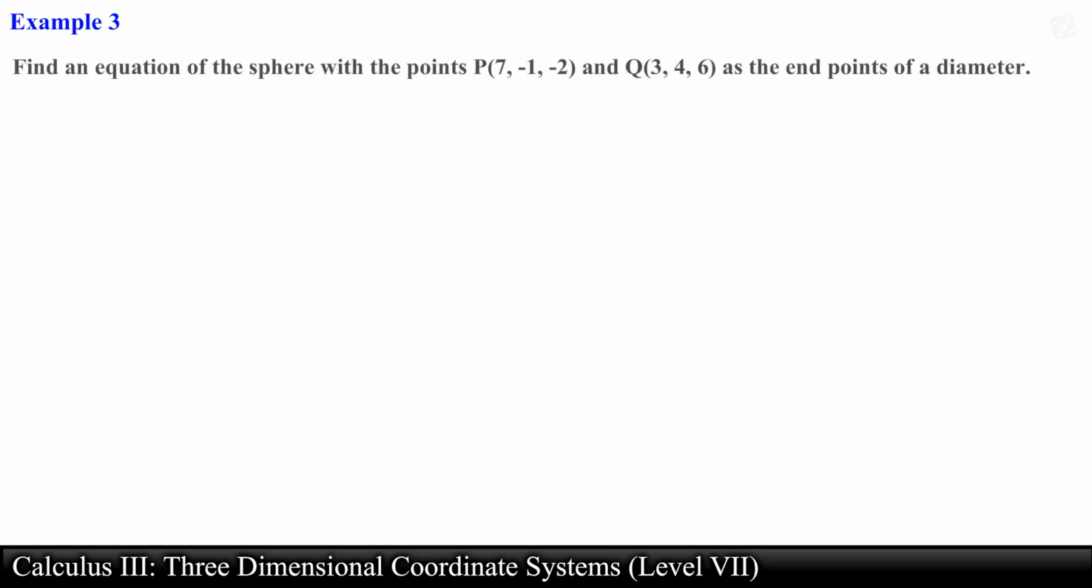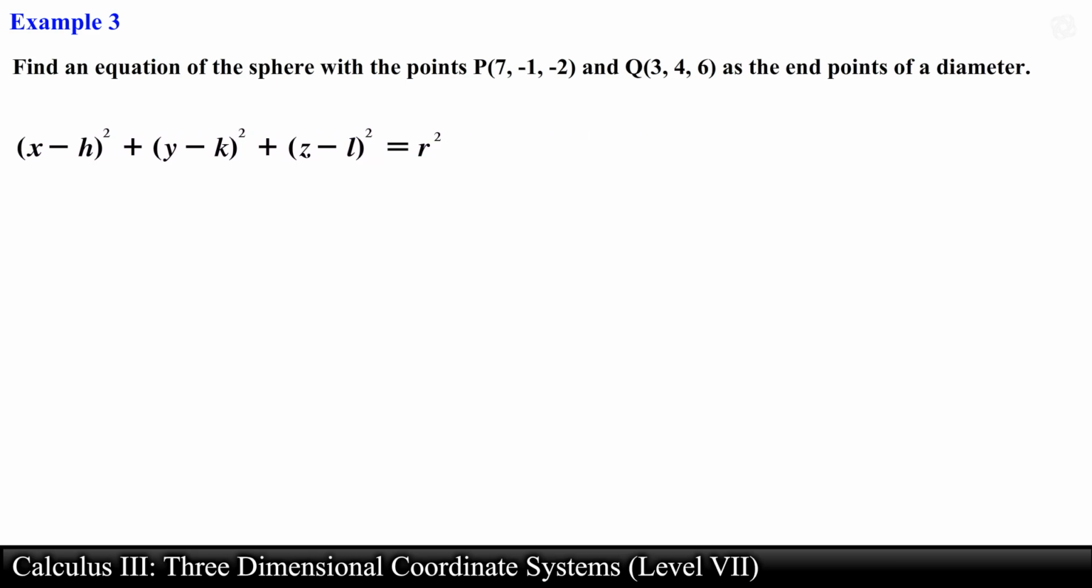Alright, now let's try an example where the endpoints of the diameter are provided to us. Find an equation of the sphere with points 7, -1, -2, and 3, 4, 6 as the endpoints of a diameter. This problem is similar to the last 2 examples. In order to generate the equation of a sphere, we need the center and radius of the sphere. The only problem is that we are not directly provided with the center or radius. We actually need to find them.